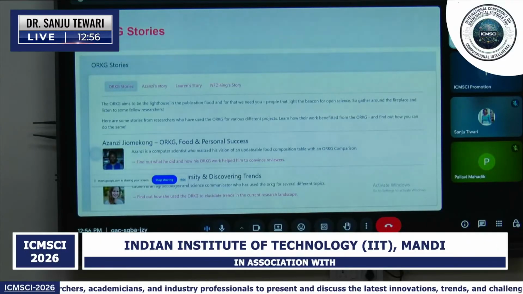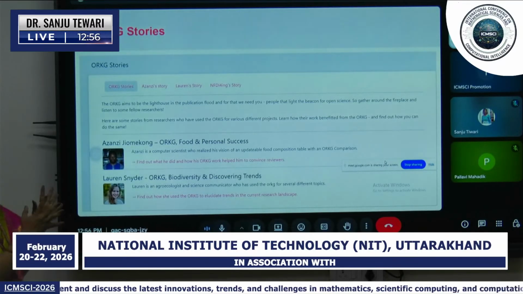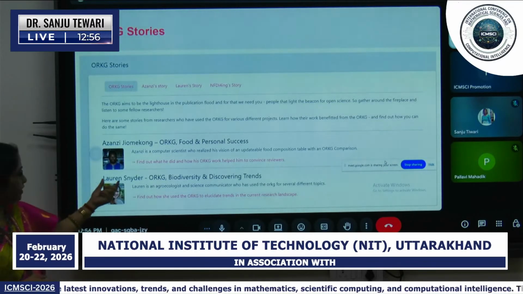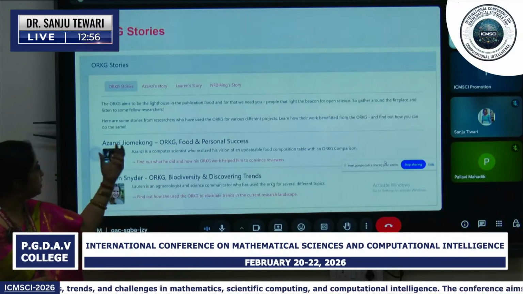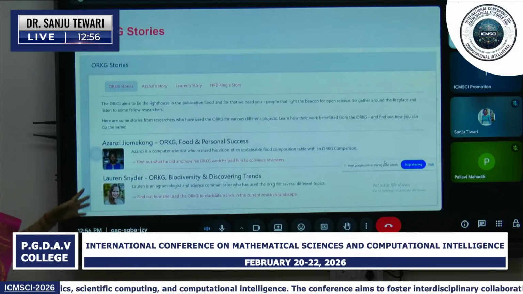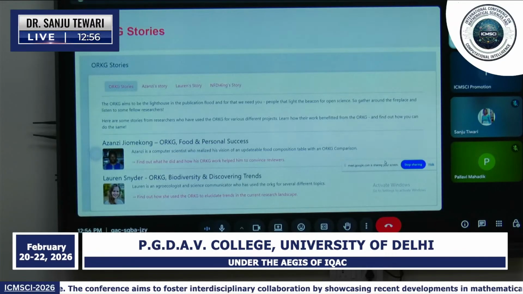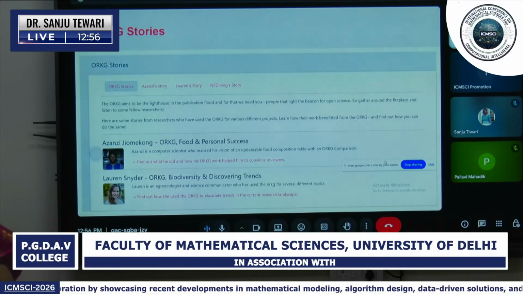These are some specific stories where people are working on particular domains, like Lauren is working on ORKG biodiversity, and Azanzi is working on food and personal use in Cameroon. So they are modeling food-related data and creating an individual observatory. It is called an observatory, where contributions can be made only for the particular domain.